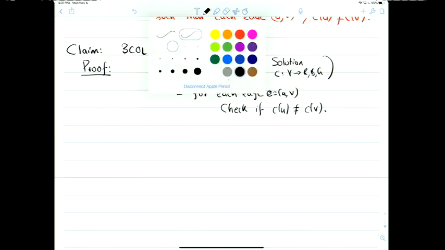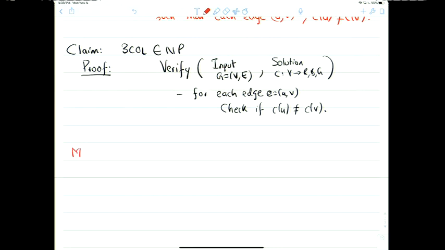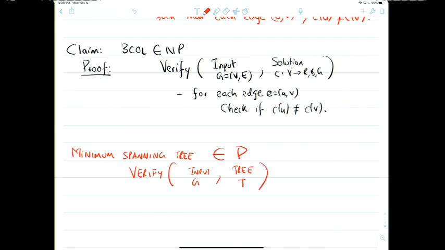The answer is worth going over. If you take something like the minimum spanning tree, of course this is in P because we saw that in the class, but it's also in NP. Why? How do I verify that, given an input which is a graph G and a tree T, T is a minimum spanning tree of the graph G?